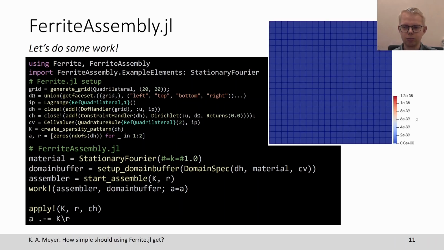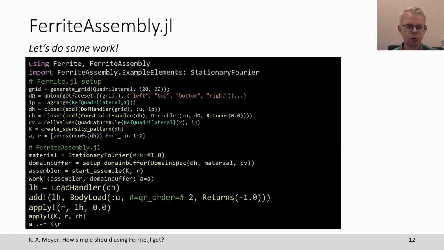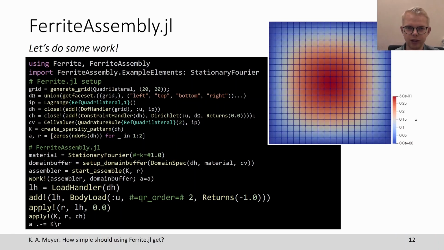And this is the solution. And for those of you that are super into the Ferrite documentation and have seen the heat flow example, you notice that I never specified the actual body load here. And the stationary Fourier element only contains the conductivity, it doesn't have any production terms. So instead of having to do that in every element, FerriteAssembly also allows you to use a load handler, which works very similar to Ferrite's constraint handler, except that it adds your external loads to your problem. So in this case, we'll add a body load to our load handler, and we apply it to add it to the residual, and then we solve it, and we get back the solution of the example in Ferrite.